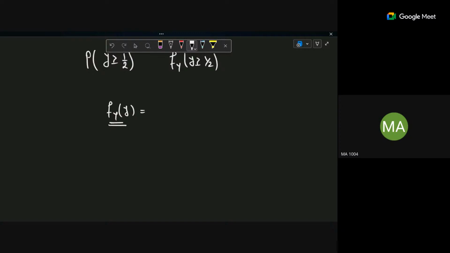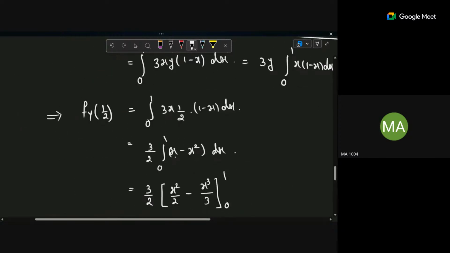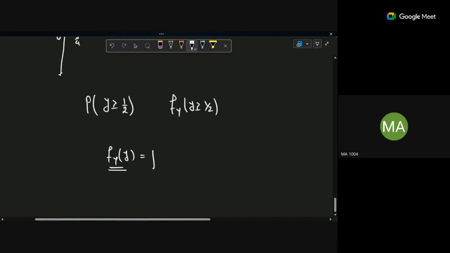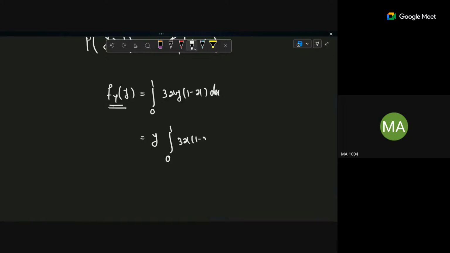So I don't think so, like how to go with this y greater or equal to 1 by 2. So let's try it. What's f of y, fy of y, in this particular case, by the way? 3xy(1 minus x), right? Integral from 0 to 1 of 3xy(1 minus x) dx, fine? So just take out your y, and you will be left with the integral from 0 to 1 of 3x(1 minus x) dx, right?